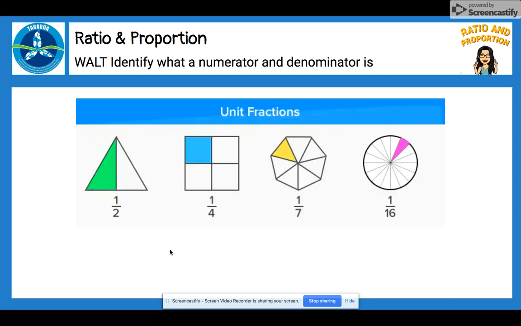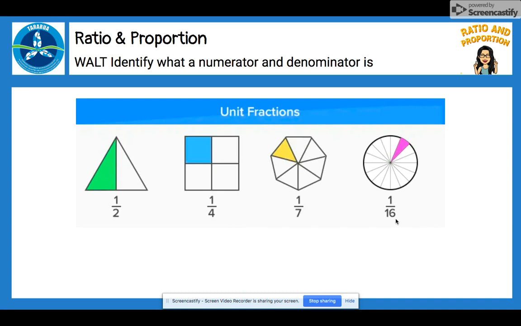If we have a look at these unit fraction images, we can see that the numerator is the same for all of the shapes. But if you have a look at the shapes, they are different sizes. So we've got a triangle, a square, we've got different pieces over here, and we notice that the piece gets smaller and smaller, but the numerator number is the same. If we look at the bottom, the denominator is different for each of the unit fractions.